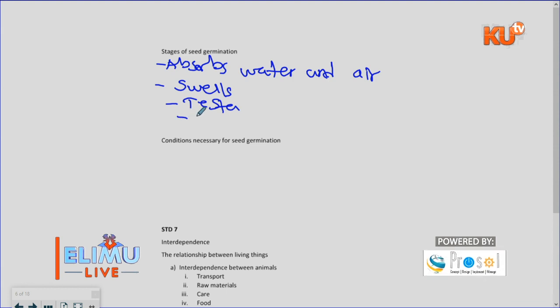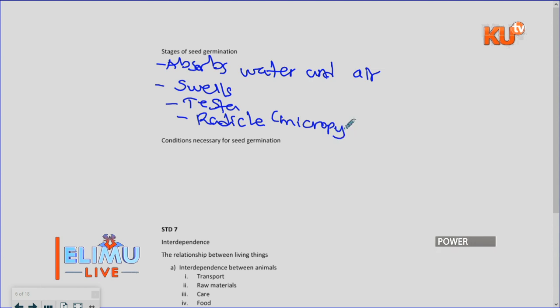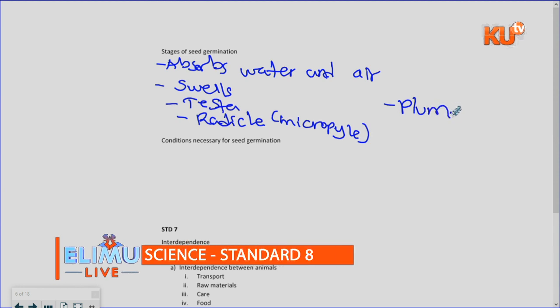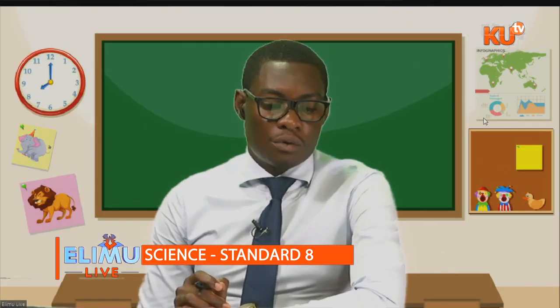After the tester bursting, the radicle comes out first, and a point to note, the radicle comes out through the micropyle. Note that the radicle comes out through the micropyle. Then the last one is plumule comes out. Plumule comes out.